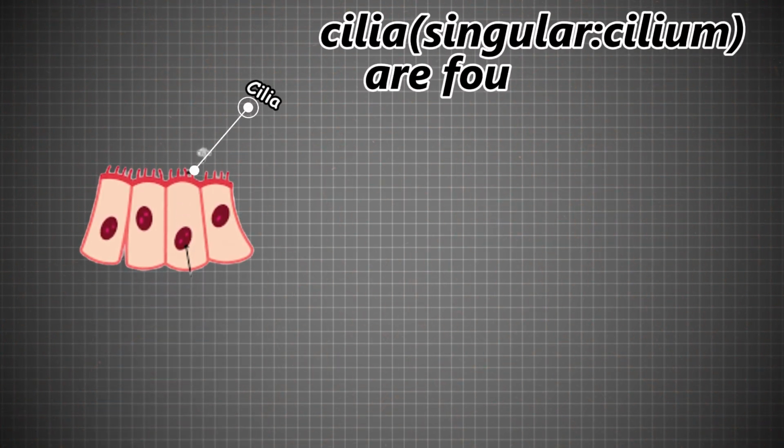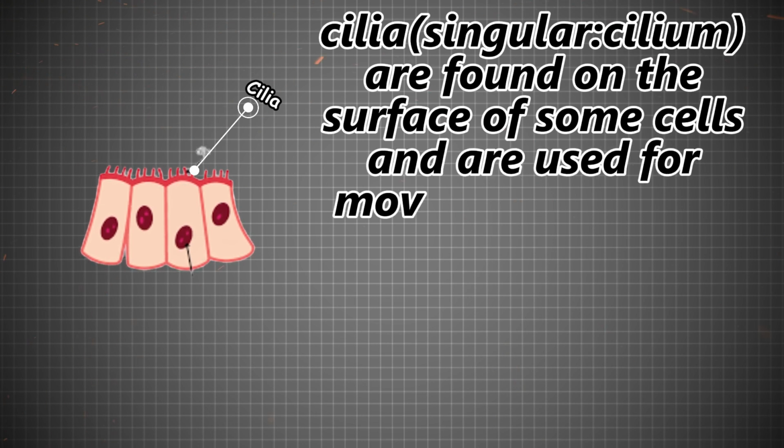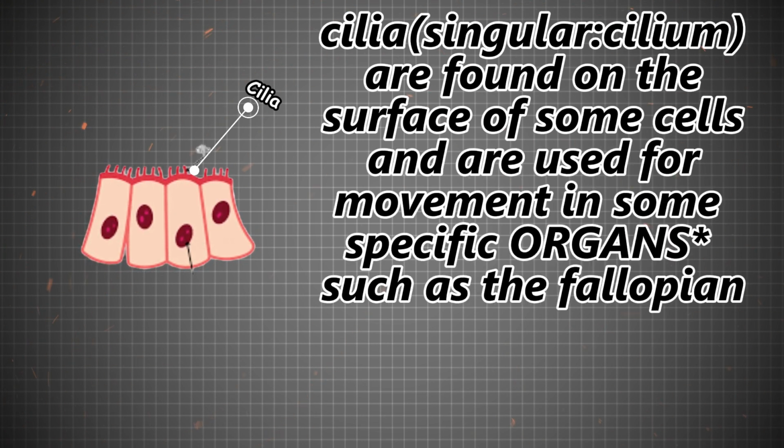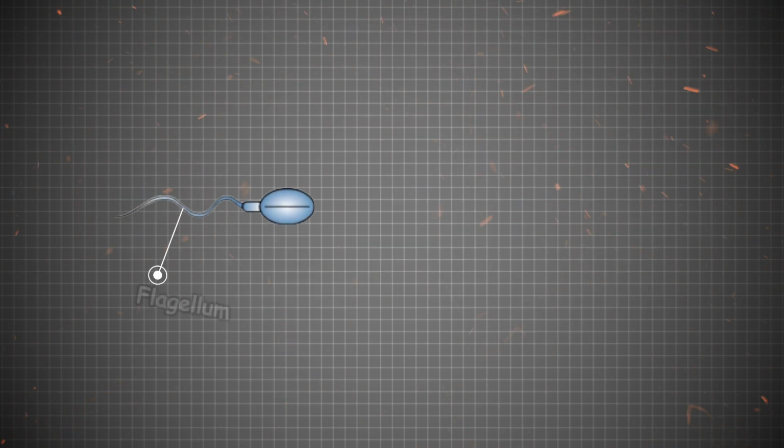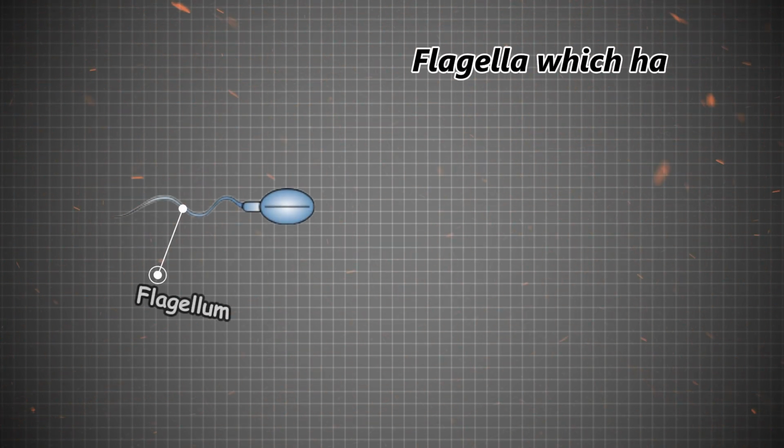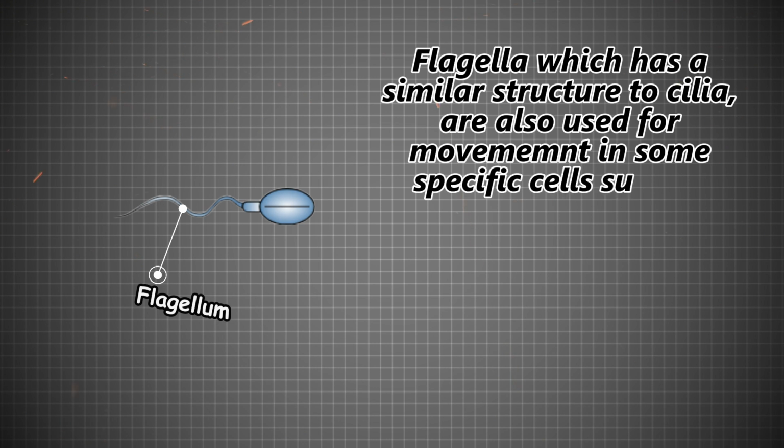Cilia are found on the surface of some cells and are used for movement in some specific organs, such as the fallopian tube. Flagella, which have a similar structure to cilia, are also used in movement in some specific cells, such as sperm cells.